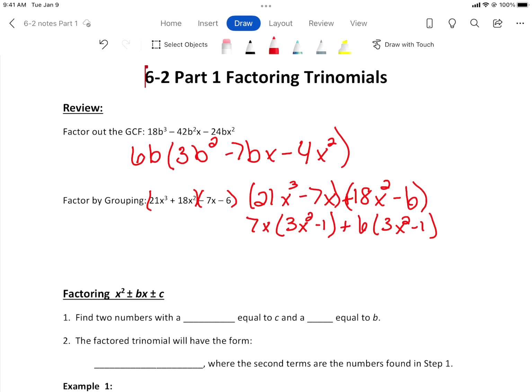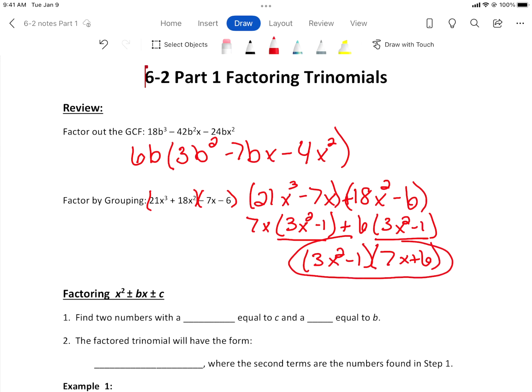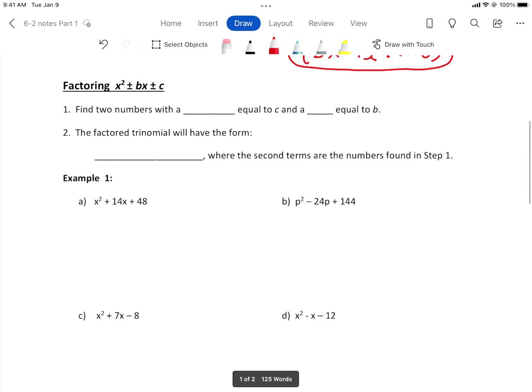So then, remember what you want is parentheses to be the same. So 3x squared minus 1, and if I take that out, I'm left with 7x plus 6. So you guys are going to have a quiz over 6.1 today. Problems like this. Questions on those?